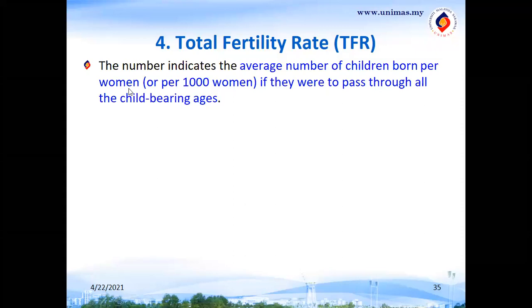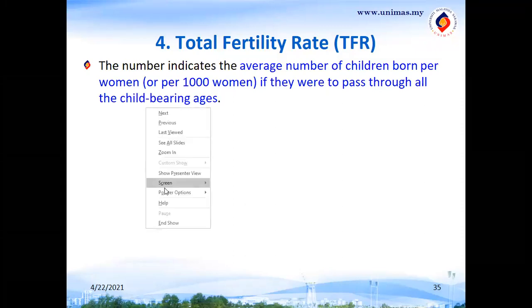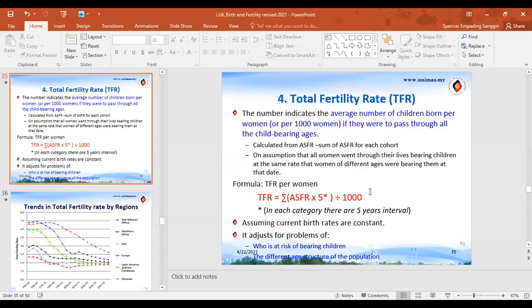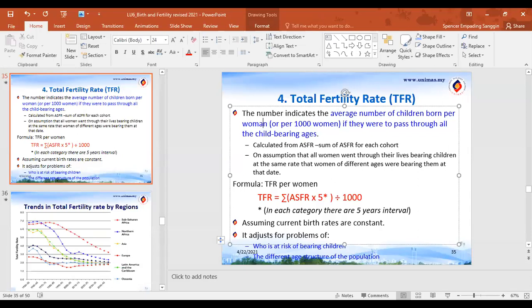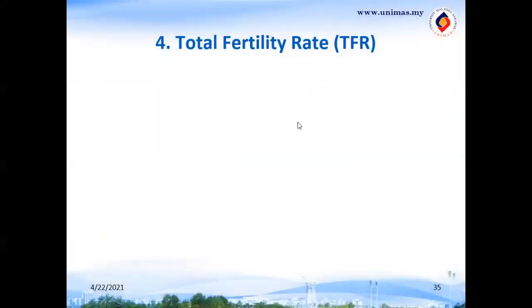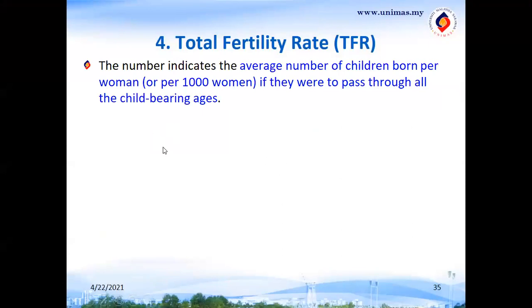Sorry, some spelling error. This is supposed to be... Sekejap lah. Kalau boleh correct sikit. That's woman, singular. Right. Okay, so we're talking about the total number of children born per woman. So this is calculated from the ASFR tadi.